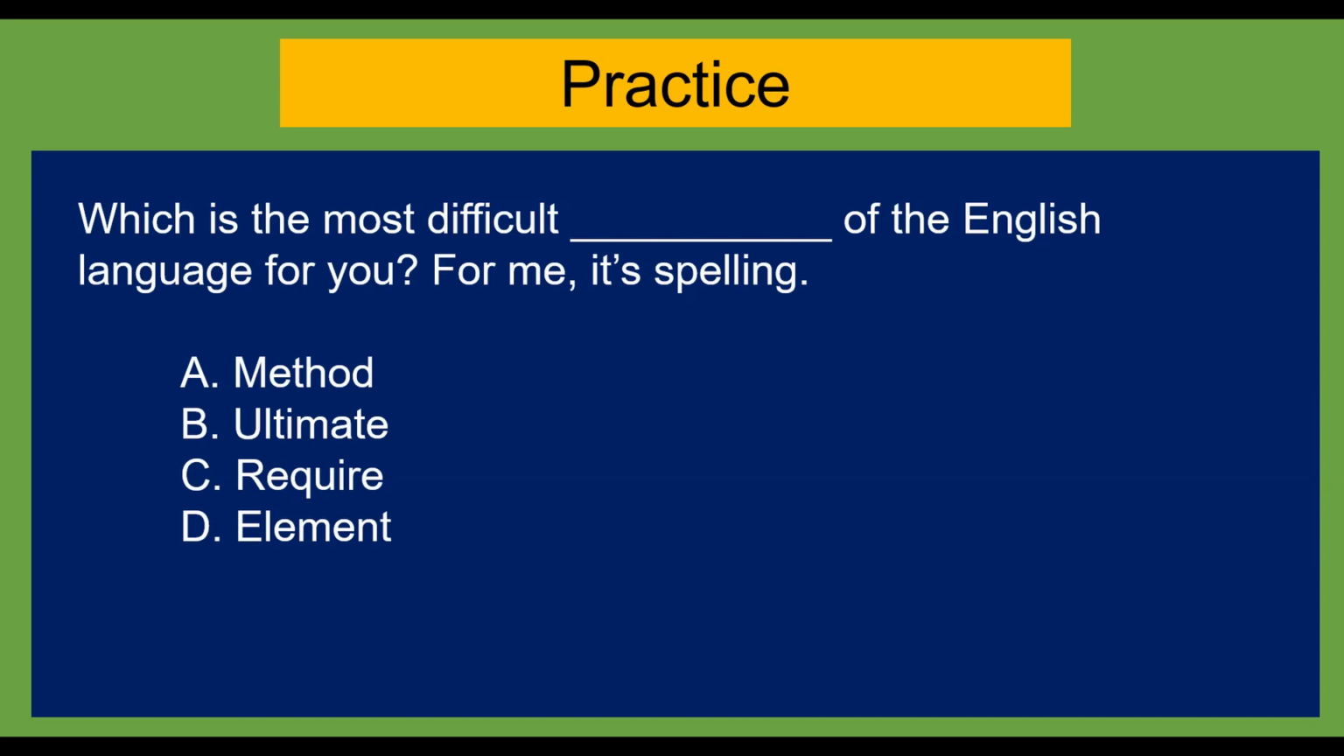Which is the most difficult element of the English language for you? For me, it's spelling. Method, ultimate, require, element. In this blank, we definitely want to put a noun. So of our word choices here, our nouns are method and element. So the best choice for this sentence would be element, because we name a specific part of the English language here, spelling. An element is a part of something.